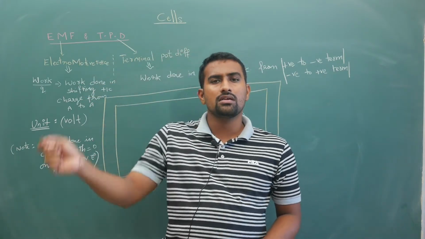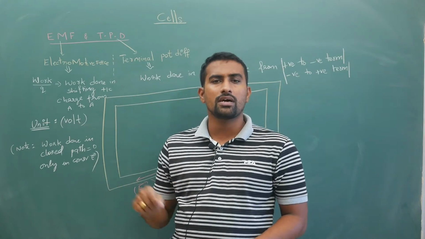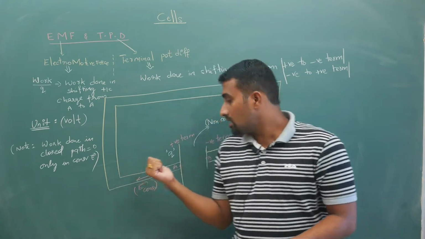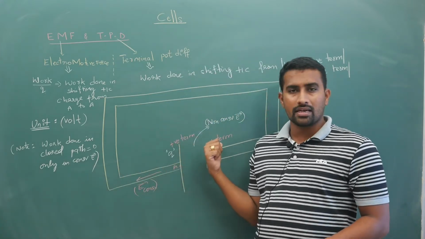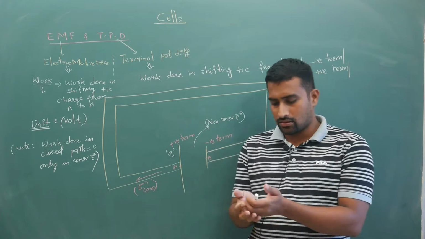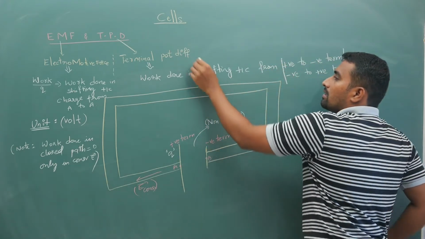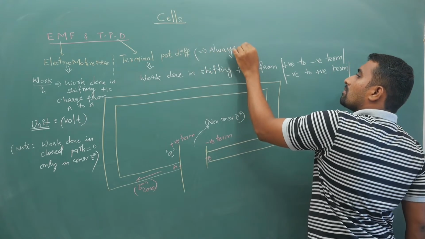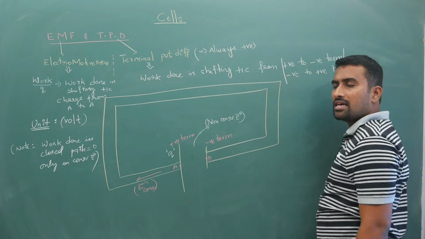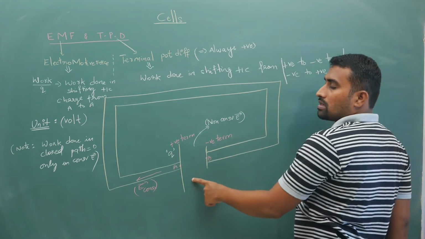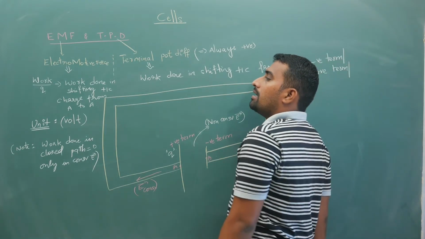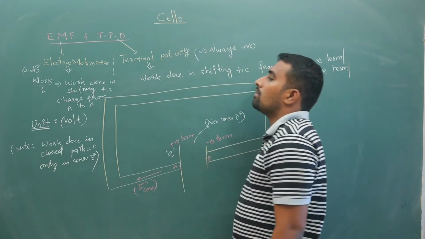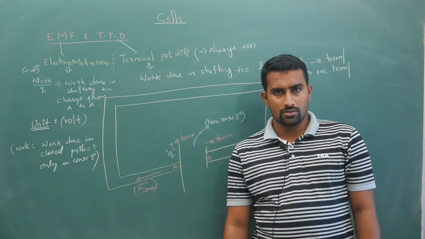EMF is work done in a closed path and it is not zero because you have a non-conservative electric field. Terminal potential difference is nothing but the potential difference between these two terminals, between the positive terminal and the negative terminal. The word terminal will indicate that. And remember, it is always positive. That means you have to indirectly take the mod. You usually give positive minus negative, and EMF is also positive. So keep these 2 points in mind.